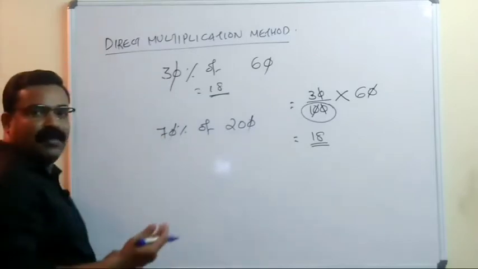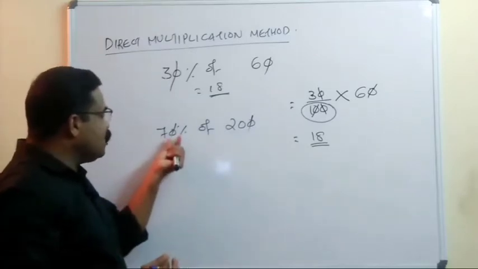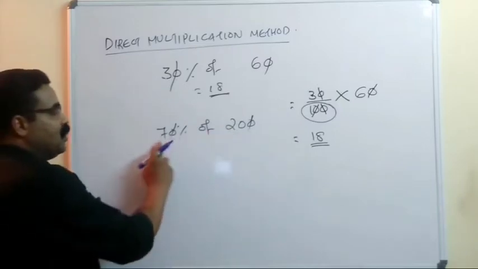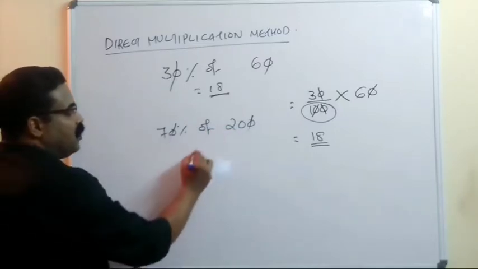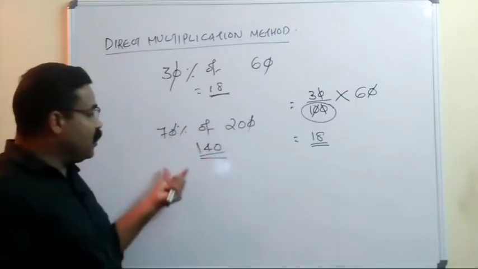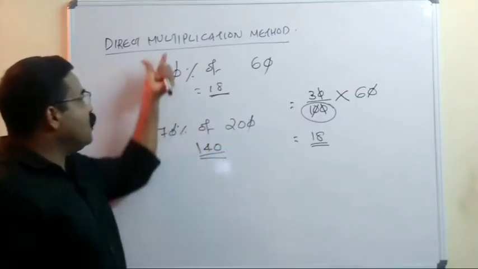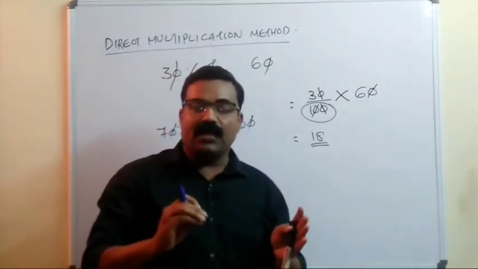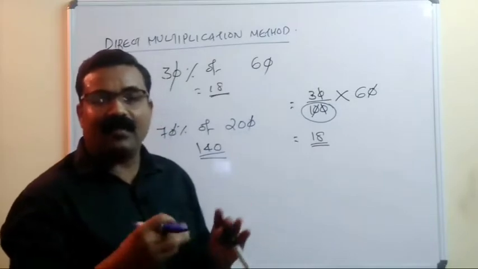So what is the ultimate aim? Finally we have to reduce 2 zeros. When we reduce 2 zeros, I will get 7 multiplied by 20. 7 2s are 14, so 7 20s are 140. So what will be 70% of 200? 140. Easy. We can easily find it using the direct multiplication method. If both the numbers include zeros, you can cut them directly and multiply the numbers.